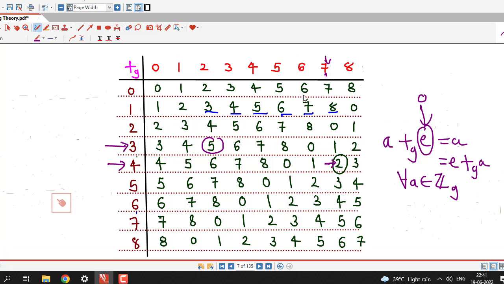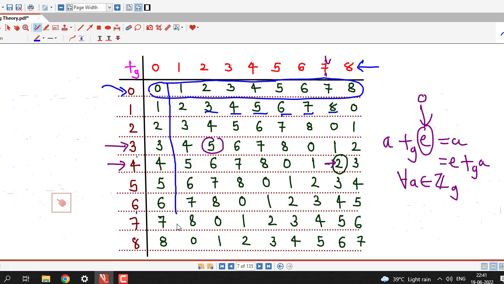Therefore, 0 is the additive identity. Or we can use the technique of identifying the row which is identical to the heading row. This row is identical to the row which we have written in the heading part. And similarly, find the column which is identical to the heading column.